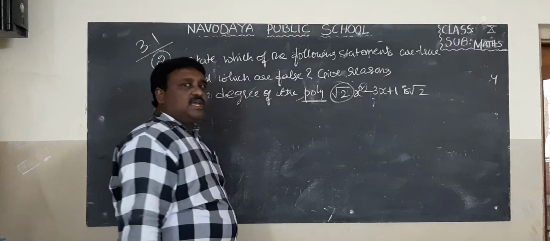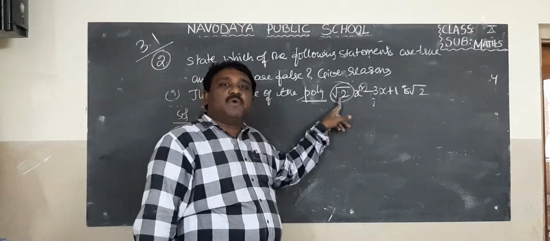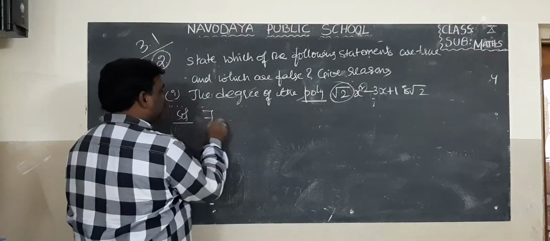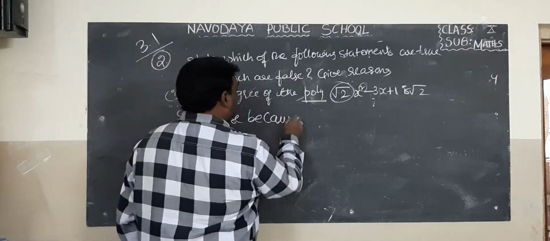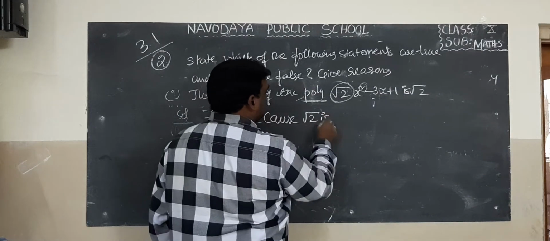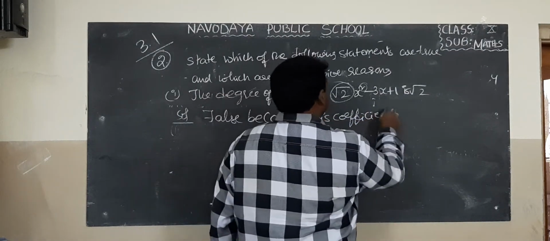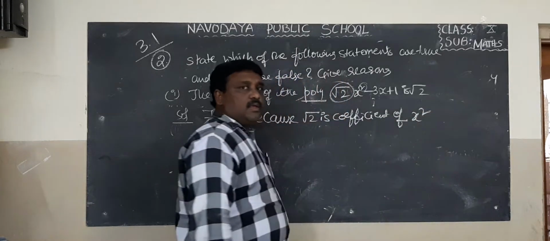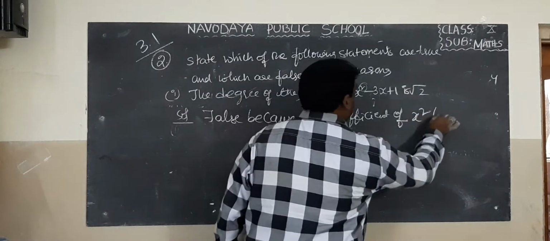What is the top number? 2. So degree is what? 2. But what is given? Root 2. Root 2 is what? Coefficient. Okay na? False, because root 2 is coefficient. Root 2 is coefficient of x square.